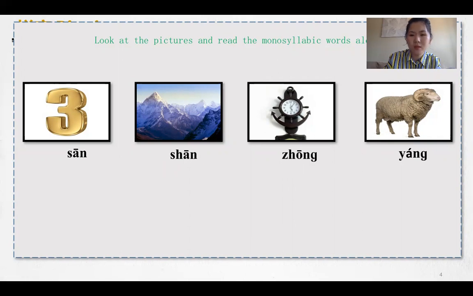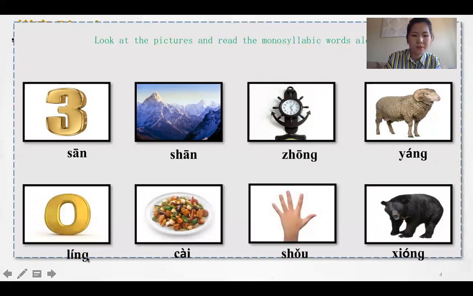Okay, this one. 中. Yang. So this initial y is the replacement of i, a, o, i, u, yu, right? I. So yang. Okay, next. How do you say this one? Ling. Okay, 0. Ling. This one. Cai. Cai.